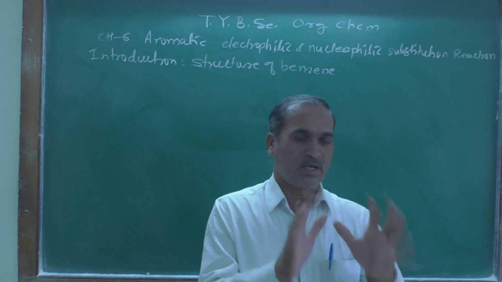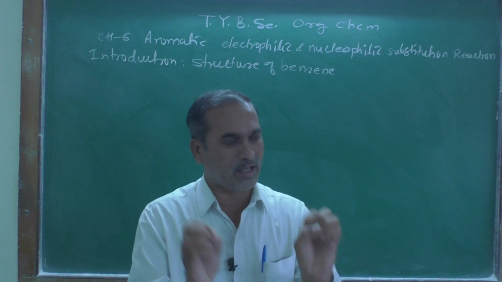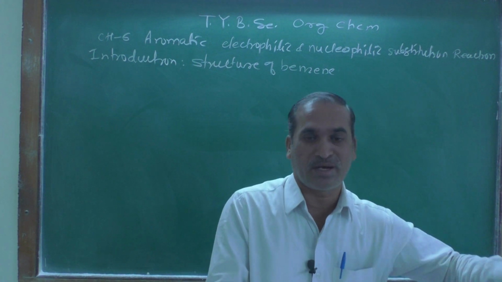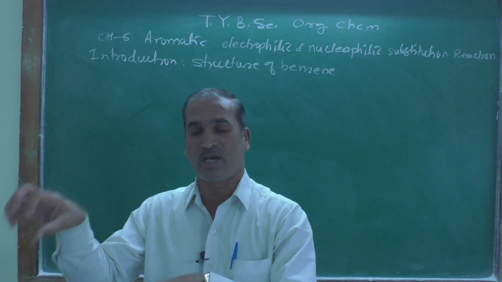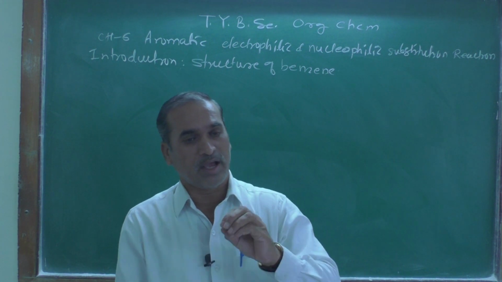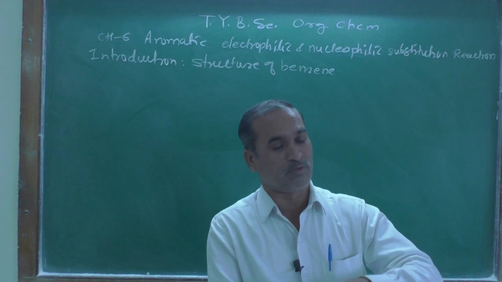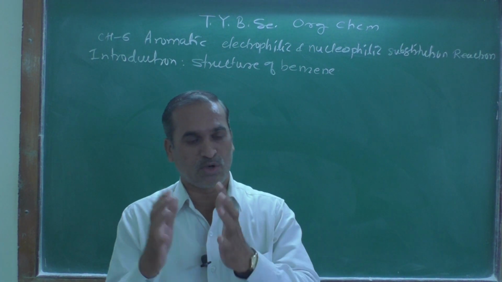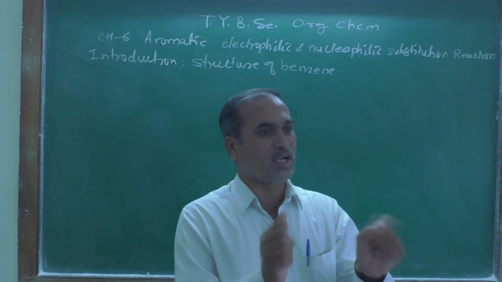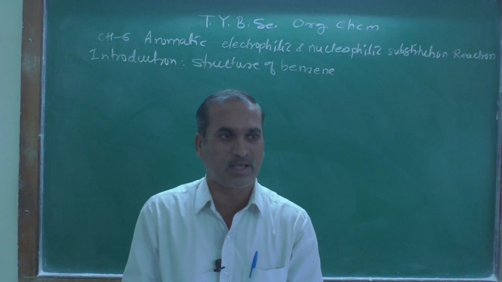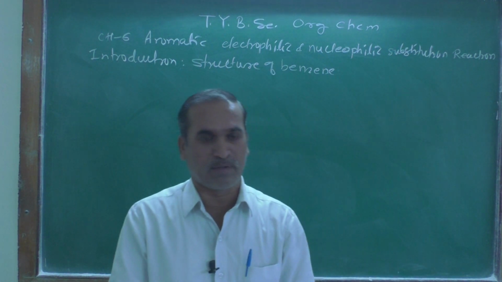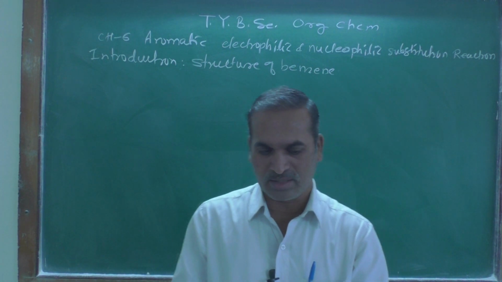Huckel is a scientist's name. He made certain criteria regarding aromatic compounds, what kind of characteristics or criteria an aromatic compound should have. They have a special stability, and that's why we can call it an aromatic compound. Different aromatic compounds show the same characteristics. So according to Huckel's rule, any cyclic, planar and fully conjugated compound containing 4n plus 2 pi electrons shows aromatic behavior. So that is called an aromatic compound, and the rest of the compounds are called aliphatic compounds.